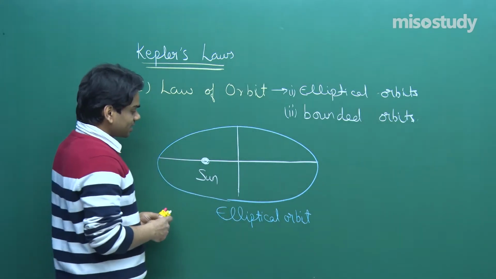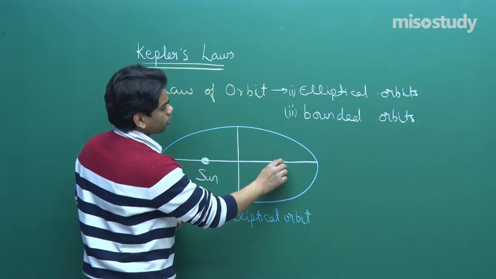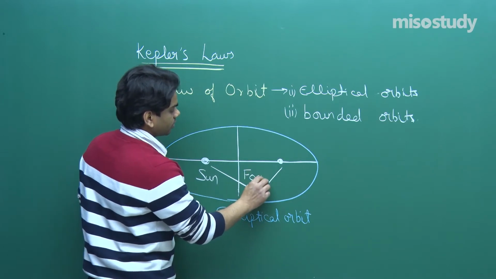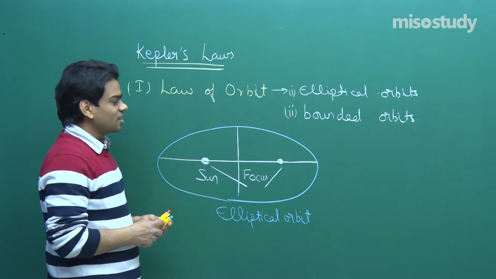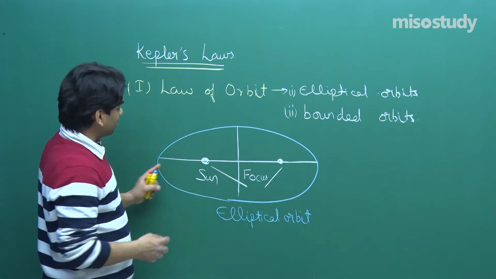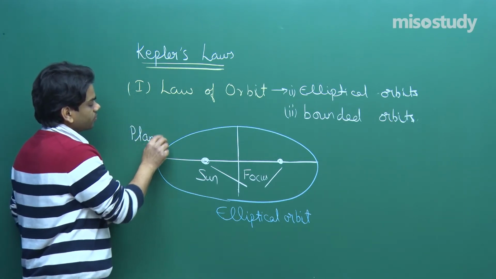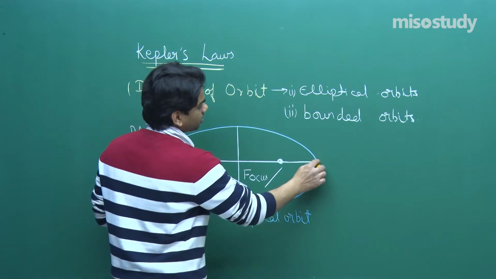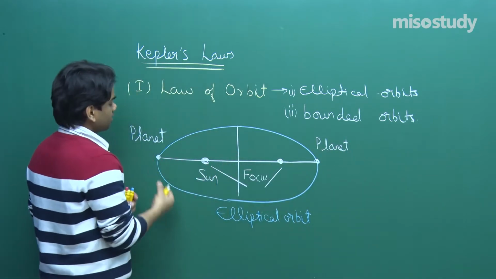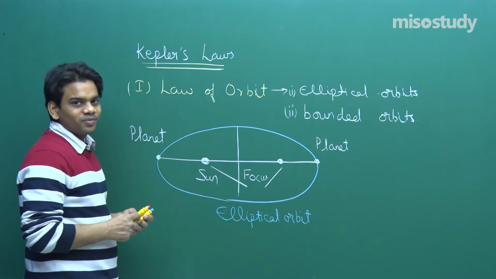Now, the sun is at the focus, and I'm drawing two foci here. One focus here also I'm drawing. So two foci we have. These are the foci of an ellipse. Now you see here the planet is revolving. One time it will be at the nearest point with respect to the sun, and one time it will be further away from the sun. You see your sun is here. This point will be nearest to the sun and this point will be further away from the sun.